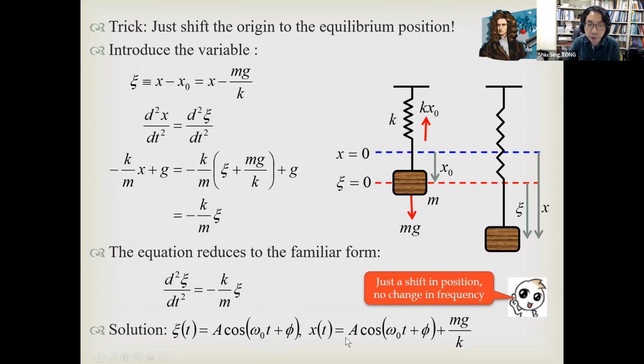The difference between x and Kc is just a constant. So I add a constant mg over k back to the x, and I find my x back. Okay, so there's just a shift in position. There's no change in frequency. The equilibrium position shifts, but the oscillation remains the same, and there's no change in frequency.